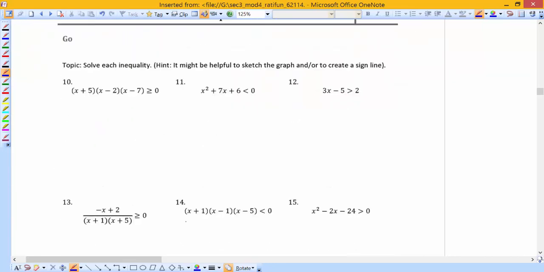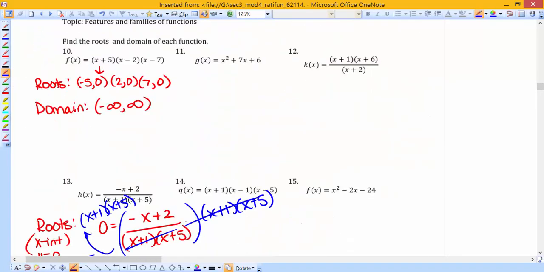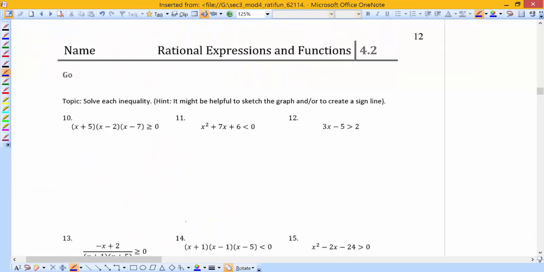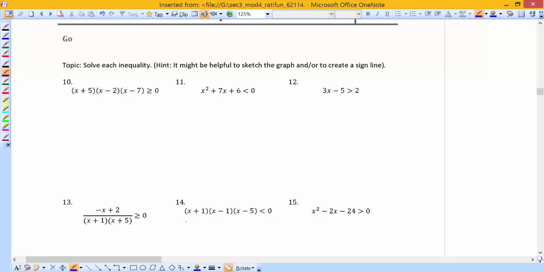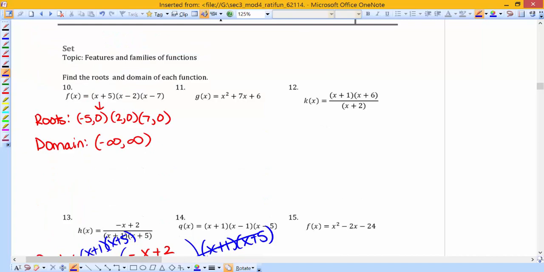Now the go. Wait a second. These look like the same ones back here. The only one that's different is number 12. And it says I need to solve them. Same equations. Oh, wait a second. They're not equations. They're inequalities. So close. But you've done the work back here in the set.